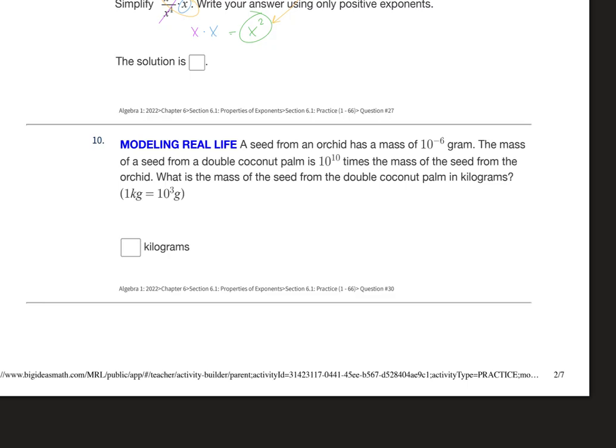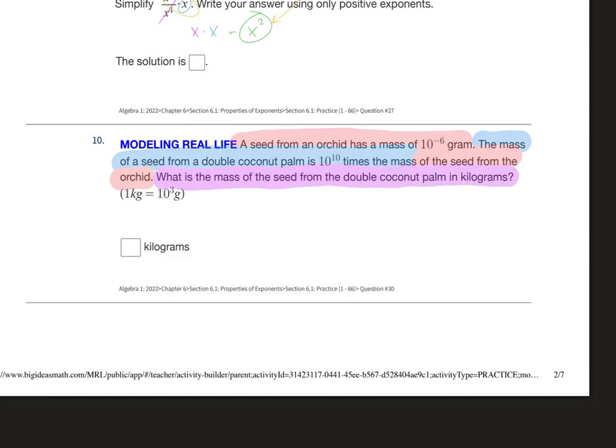That's x squared. Next, we are modeling in real life a seed from an orchid plant. A seed from an orchid has a mass of 10 to the -6 grams. The mass of a seed from a double coconut palm is 10 to the 10th times the mass of the seed from the orchid. I have to admit, I already read this one, so I knew that was going to overlap. And it wants to know, what is the mass of the seed from the double coconut plant in kilograms? Here, I'll do this in a different color.